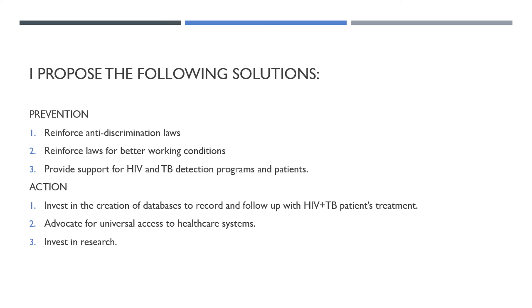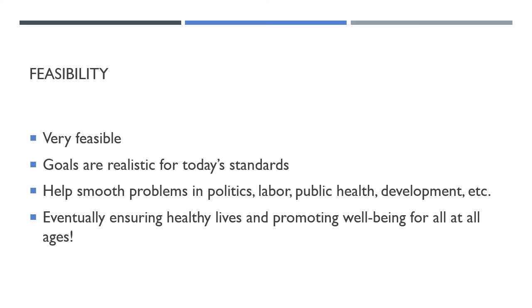Secondly, advocate for universal access to healthcare systems. So obviously, more access will mean better chance at prevention, and then we're going to have better coverage in that sense. And then invest in research. Like I mentioned, the BCG vaccine is pretty old. It seems like TB has caught up with the current research, so it seems like we need more research, more experimentation, more vaccines in order for us to kind of outplay the TB bacteria at this point in time.